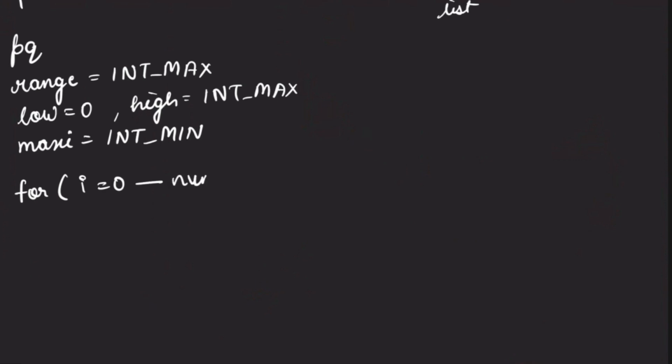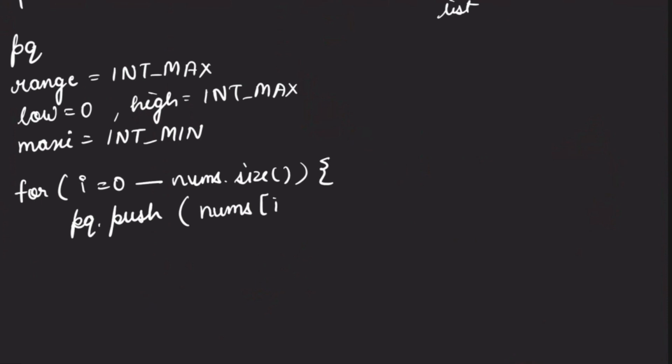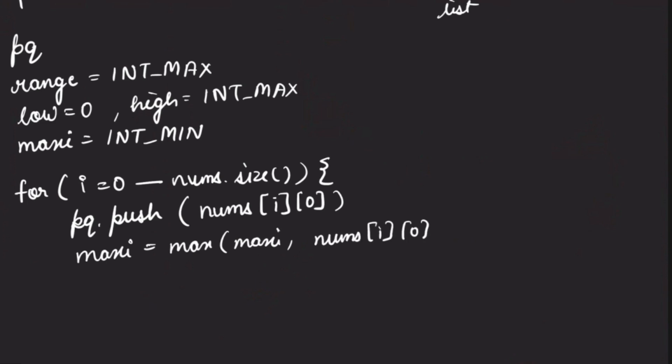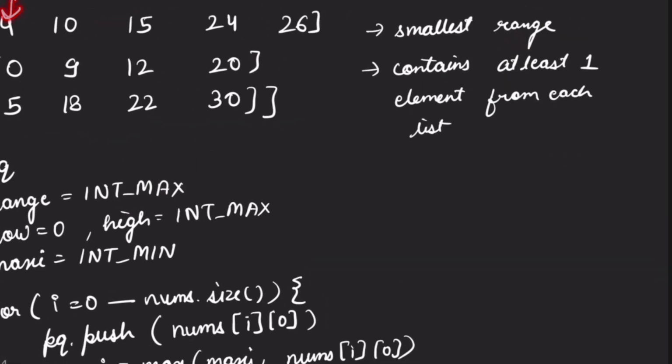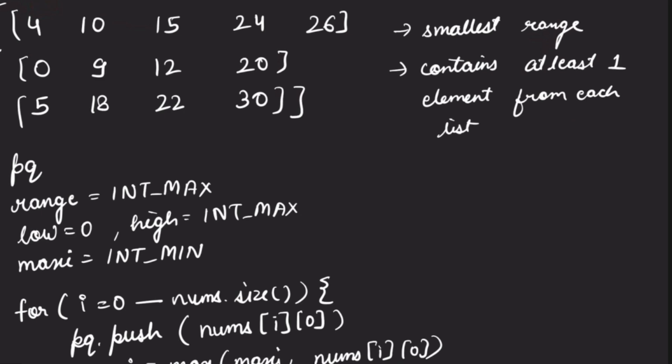So i equals to 0 to nums dot size, right? And then what we'll do is in our priority queue, we will push our element. What will be our element? nums of i of 0, the first element of each array that we will push. And I said whenever we will push, we will update maxi. So we will update maxi also here. So maxi will be equals to max of maxi comma nums of i comma 0, right? So after this loop, you will have all the first elements of all the arrays in your priority queue, right?